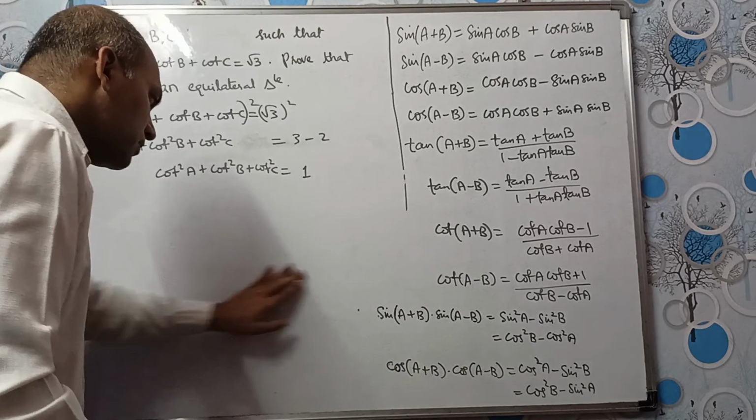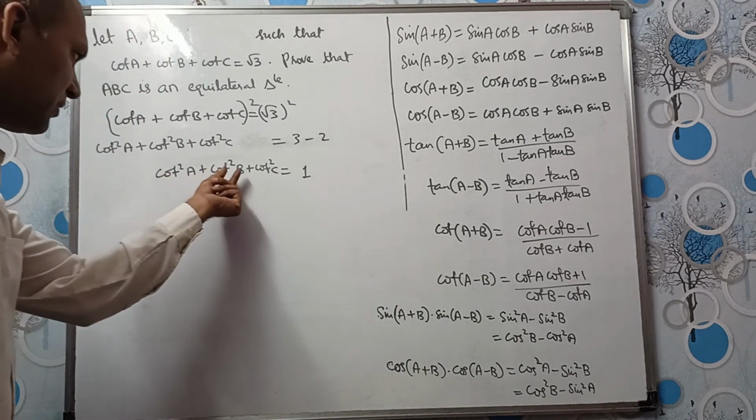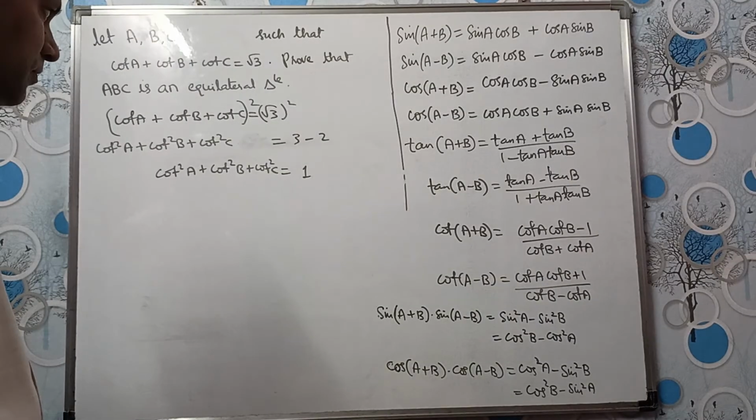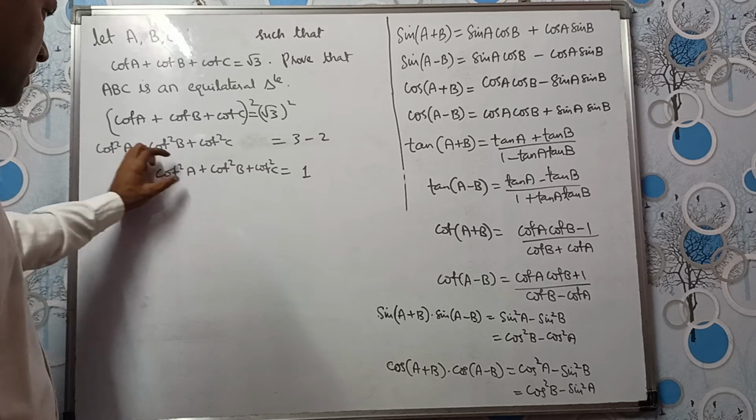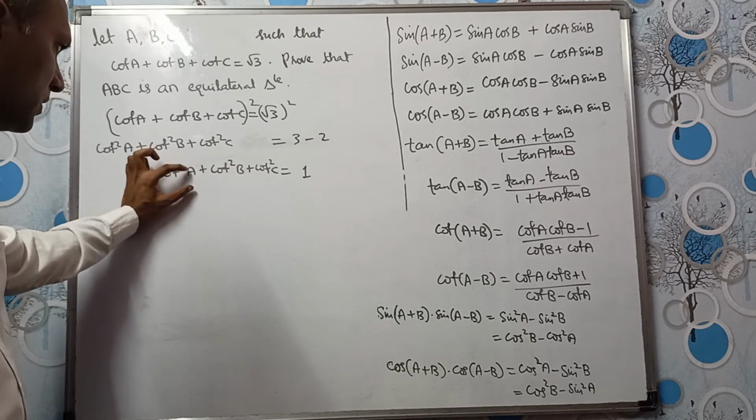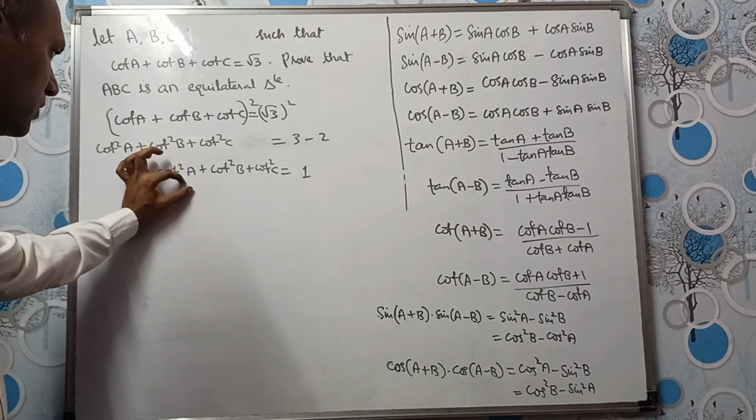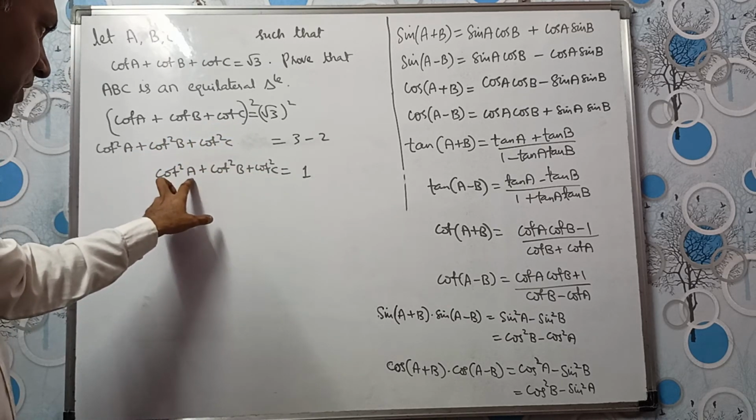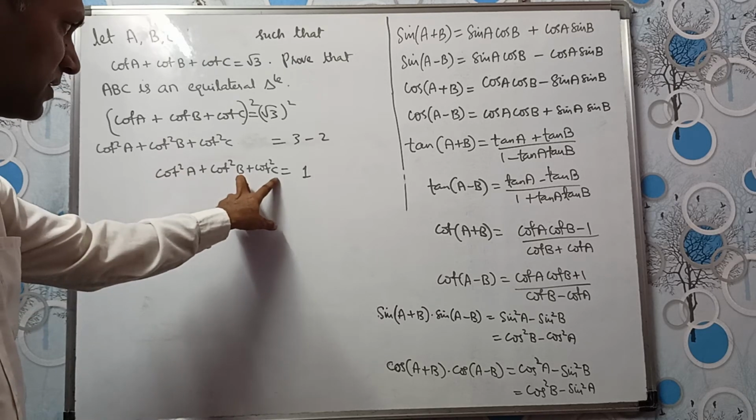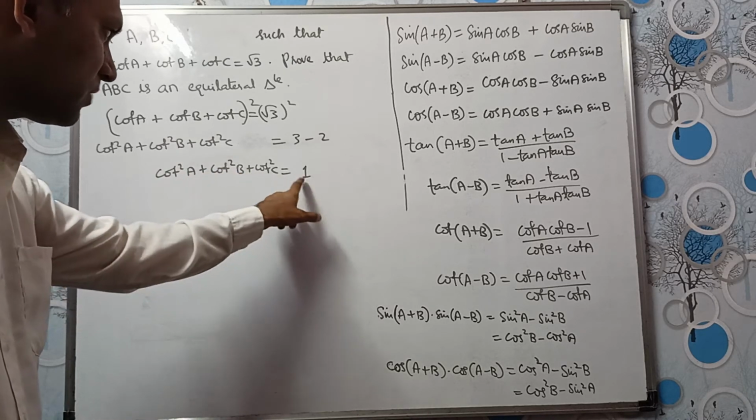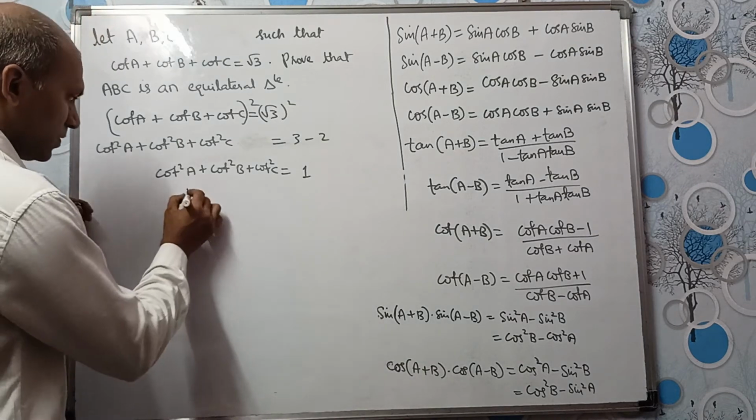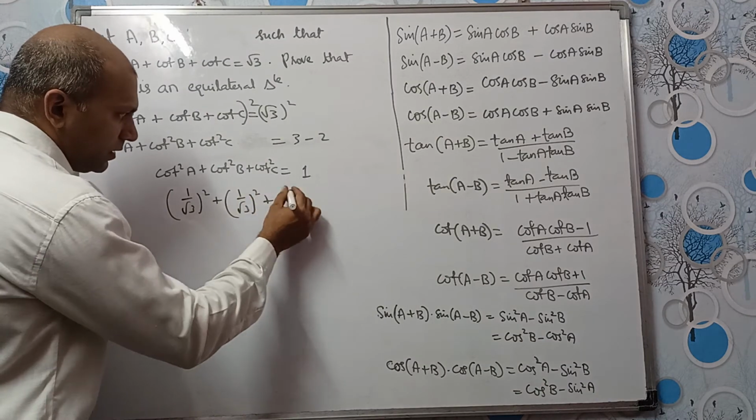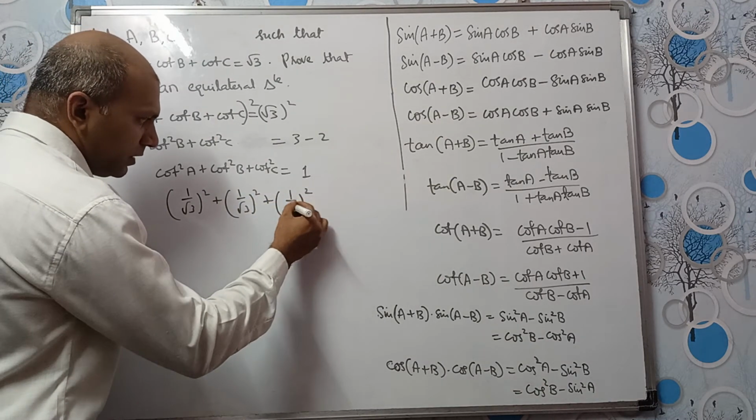Okay. See, from here also you can prove that it is 60 degrees. A is 60, B is 60 and C is also 60. Because at 60 degrees, cot is 1 by root 3. So 1 by root 3 whole square, 1 by root 3 whole square, 1 by root 3 whole square. Okay. If A is 60, B is 60, C is 60, only then this expression will become 1, right?